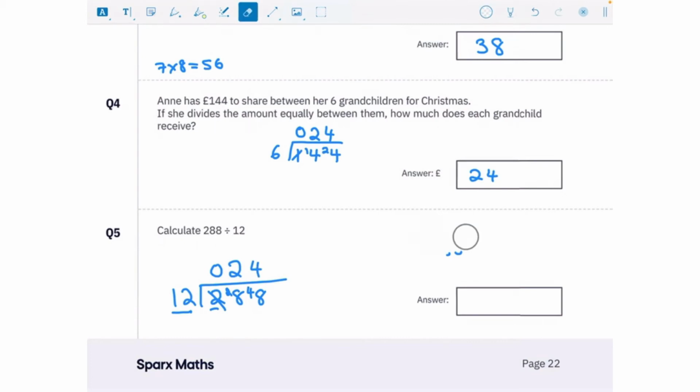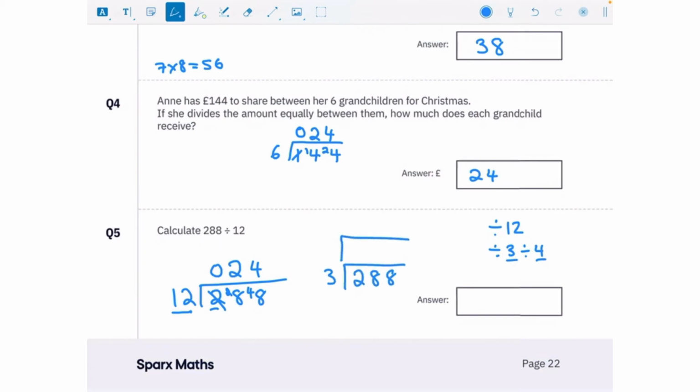Another way of doing it is to do something called the double-decker bus stop. So if you want to divide by 12, instead of dividing by 12, you can divide by 3 and then divide by 4. As long as these two numbers multiplied together make 12, it will still work. And you just might find that a little bit easier. So 288 divided by 3, and then take the answer and divide it by 4.